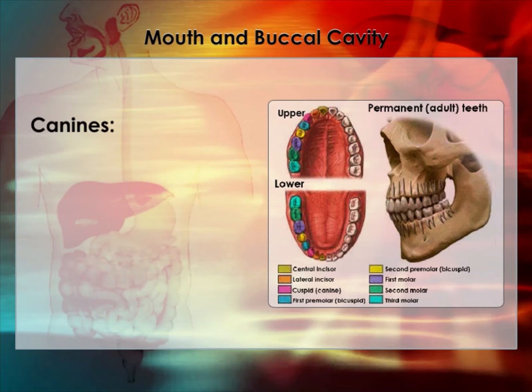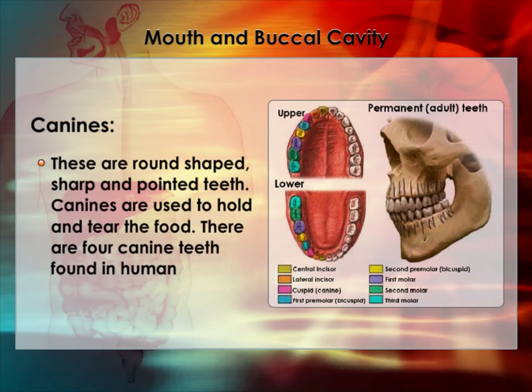Canines. These are round-shaped, sharp, and pointed teeth. Canines are used to hold and tear the food. There are 4 canine teeth found in humans.